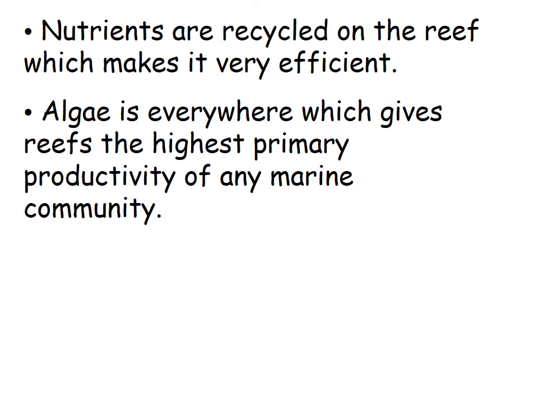Okay, so nutrients are recycled on the reef, and that makes it very efficient so that there's no wasted nutrients, and algae is everywhere, which gives reefs the highest primary production of any marine community. Remember, you need the primary producers: the zooxanthellae, the algae, the turf builders, the coralline algae, the blue-green algae. You need all of those guys making energy from the sun so that energy can be passed on to the phytoplankton, and then go from the phytoplankton to the zooplankton to the fish, and all the way up the food chain to the apex predators.